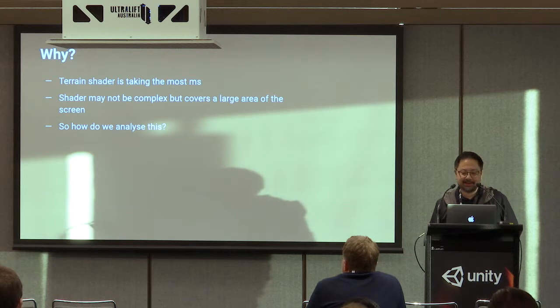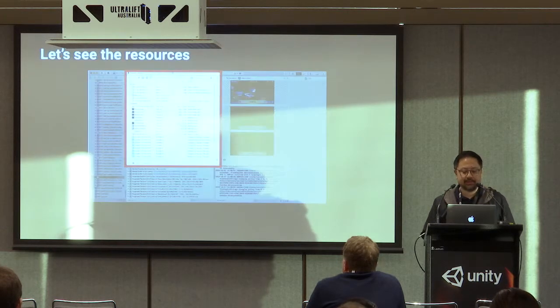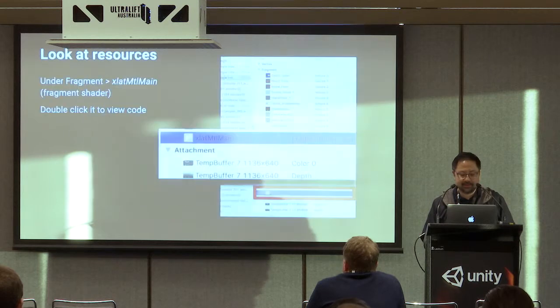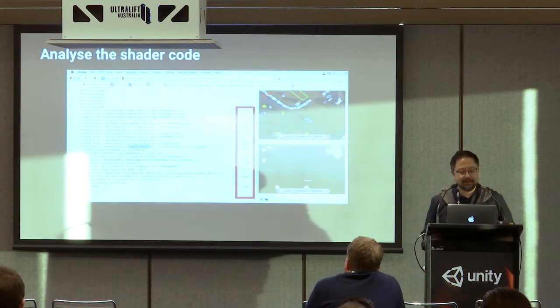And so how do we analyze this? So we go into our resources box right here, right? And we're going to find that shader. So it has two segments, one vertex and fragment. So under the fragment, you'll find a file called xlotmtl main. So that's the shader that Unity has converted into a metal shader. So you can double click it and you'll see this pop up.